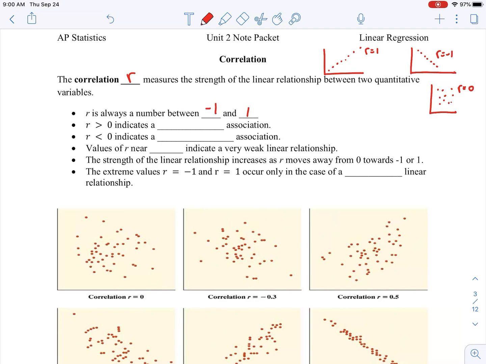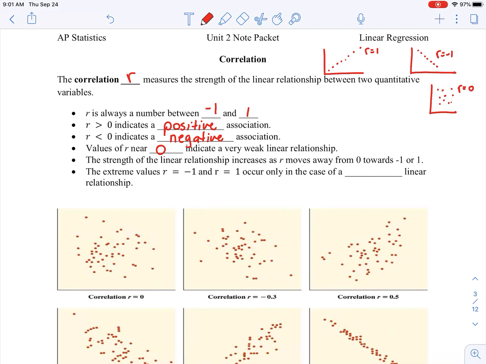So when R is greater than 0, that indicates a positive relationship, and then less than 0 is going to be a negative. Values near 0 indicate a very weak linear relationship. The strength of the linear relationship increases as R moves from 0 towards -1 and 1.